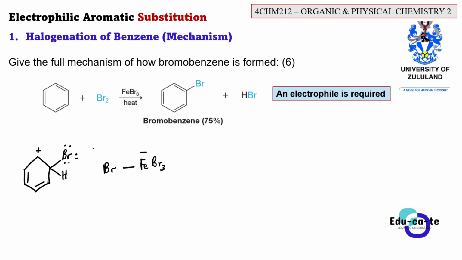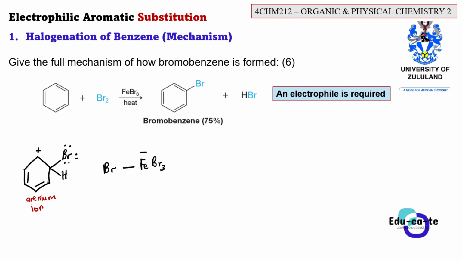So here, what do you see? You can see that this is an arenium ion. We call this an arenium ion. It's just an ion of a benzene ring. It is known as an arenium ion because there's a charge. It's an ion. It's a cation of a benzene ring.